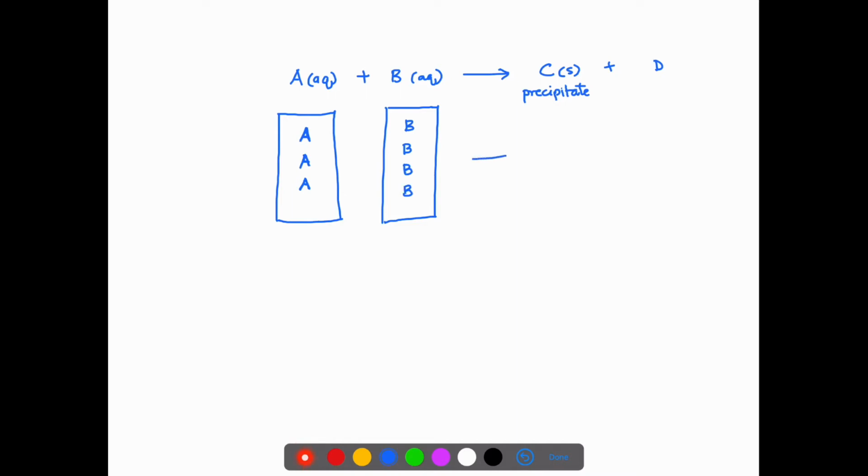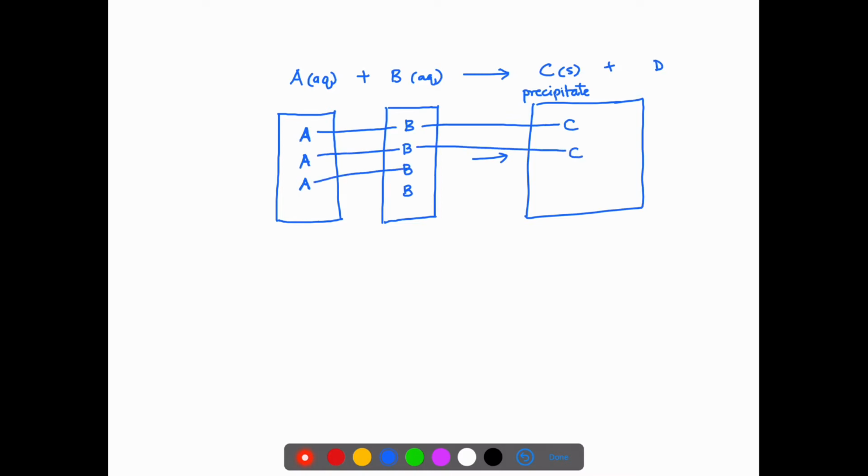Now think about how much precipitate you should generate when you mix those two volumes together. The ratio between A and B is 1 to 1. 1 A reacts with 1 B to produce 1 C. So I'm going to do that visually. A and B react to produce C, and this is going to happen until one of them runs out. So A and B react to produce 1 C according to the 1-to-1 ratio. And now all A is gone, so that will stop the production of C.